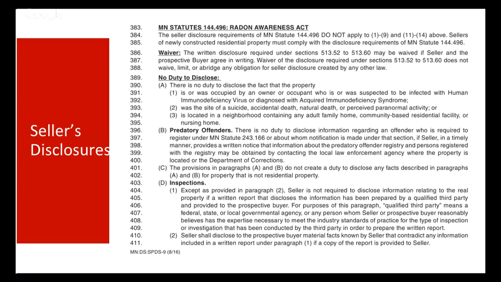For the purposes of this paragraph, qualified third party means a federal, state, or local governmental agency or any person whom the seller or prospective buyer reasonably believes has the expertise necessary to meet the industry standard of practice for the type of inspection or investigation that has been conducted. So this is interesting. Does that mean that if they have an inspection, they don't have to fill this out? If they provide you the inspection.